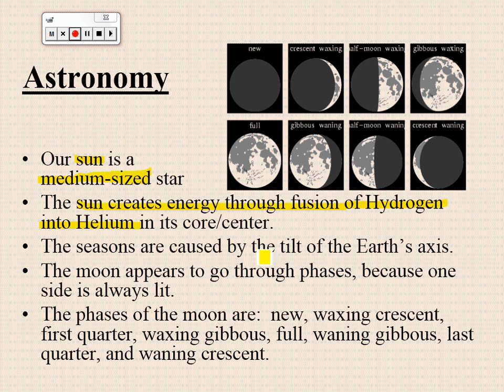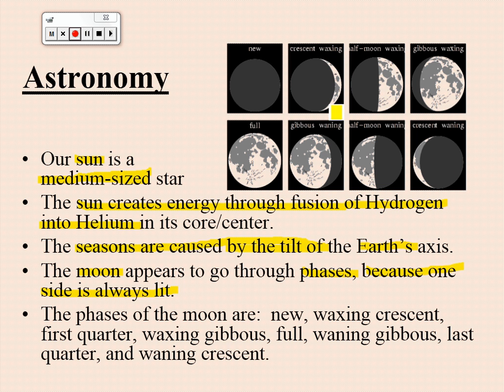Seasons are caused by the tilt of the Earth. So seasons caused by the tilt of Earth. Again, we're going to go more into detail of that in class. The moon goes through phases because one side is always lit. So moon phases because one side is always lit. And we're going to go over what the phases are and how to recognize them.